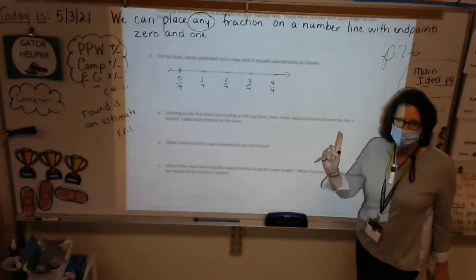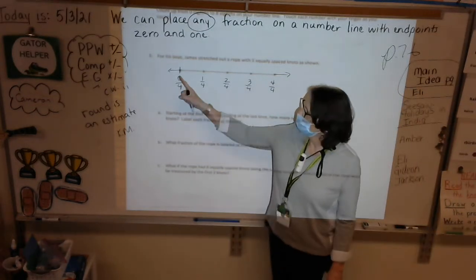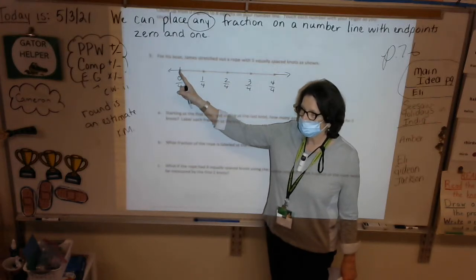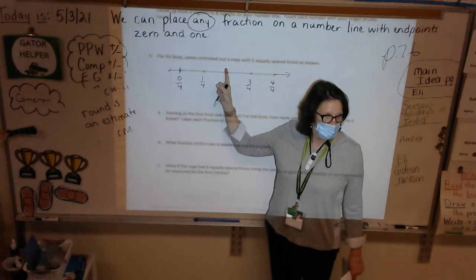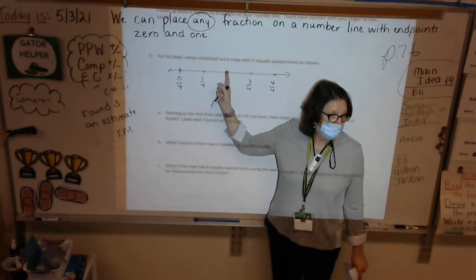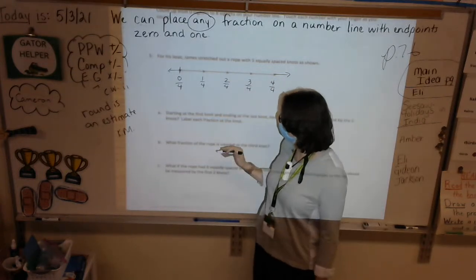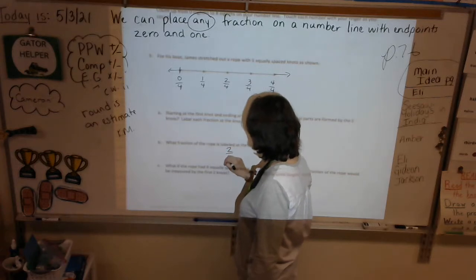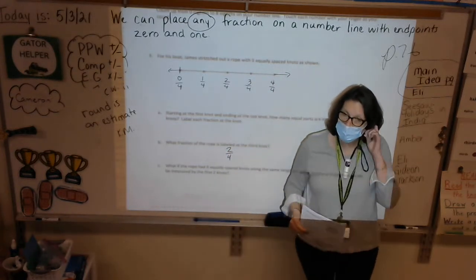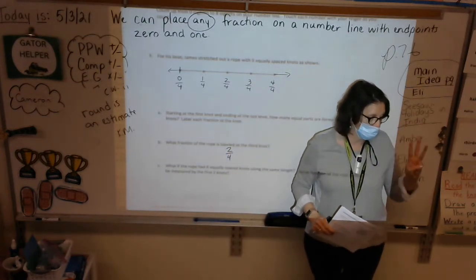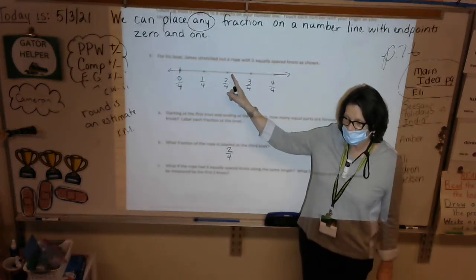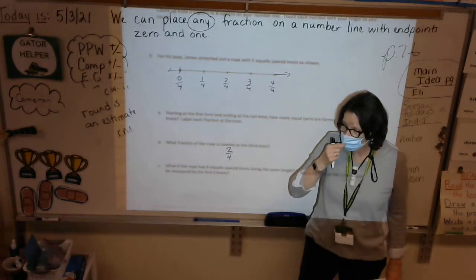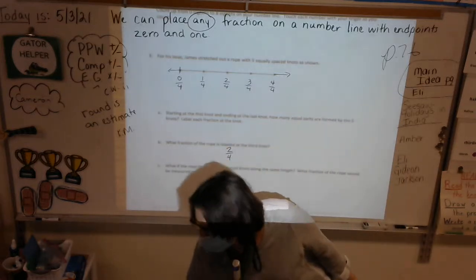Point to the first knot. Where's the first knot? Right here, right? Where's the second knot? Right here. Where's the third knot? What fraction is at the third knot? 2/4. 2/4 is at the third knot. So one more time, they wanted you to point to the third knot. 1, 2, 3. What fraction is at the third knot? 2/4. You need to extend that to the fraction.